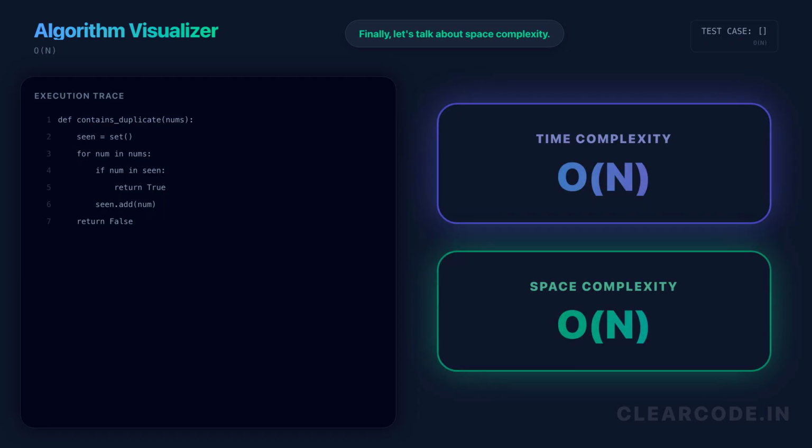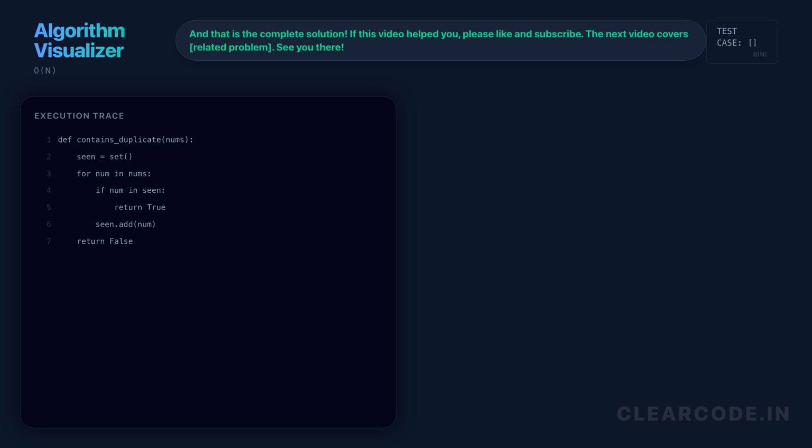Finally, let's talk about space complexity. We use a set to store numbers we've seen, which in the worst case could be all n numbers. So our space complexity is O(n). And that is the complete solution.